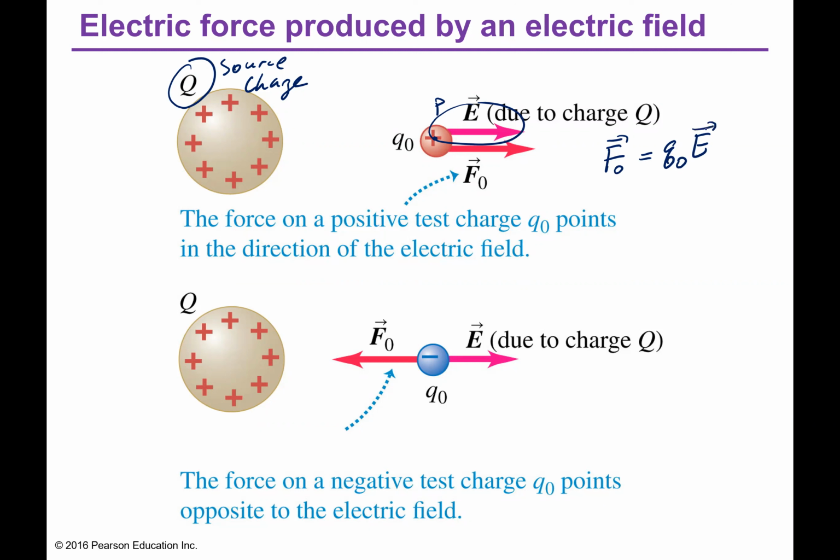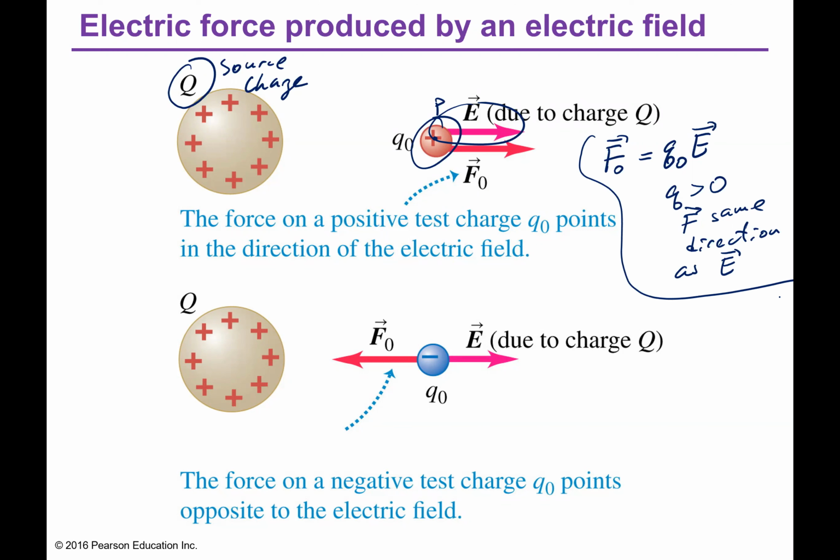Okay. So now, remember, Q is positive in this particular case because I have a positive charge. So if Q is positive, then the force is in the same direction as the electric field. So you can see this equation: if the test charge, Q naught, is a positive charge, and this is true always, the force on that Q naught is always going to be in the same direction as the electric field.